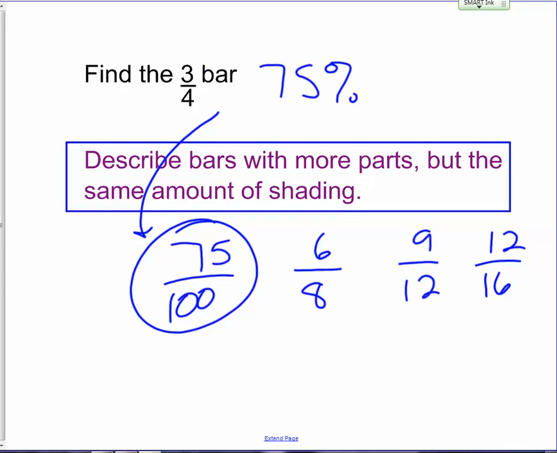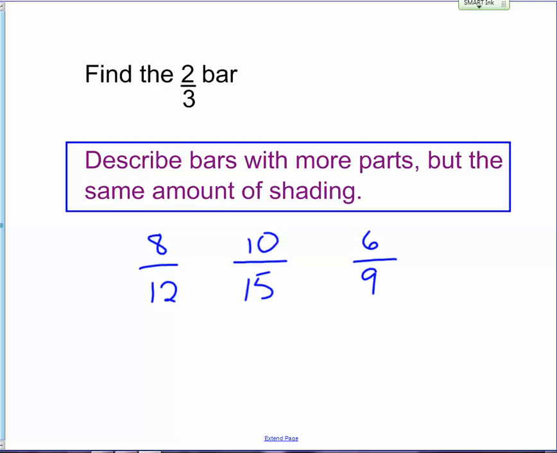Okay, then 3/4. I had you describe different fractions that have the 3/4 bar broken into smaller pieces but the same amount shaded, and all of these were equal to that same amount shaded. And then we threw in the fact that when we have a number out of 100, that also can be written as a percent, because percent means out of 100. That tells us that 3/4 is the same amount as 75%.